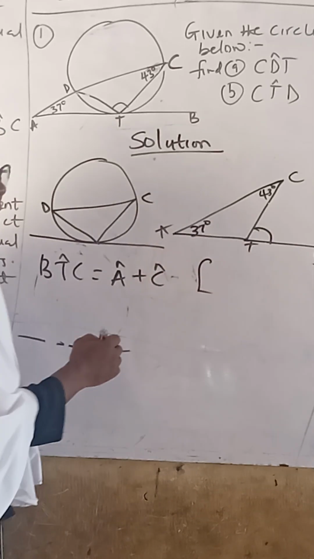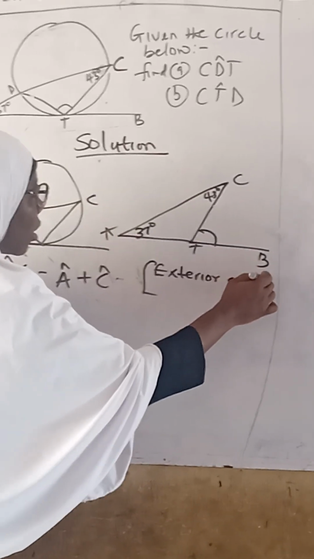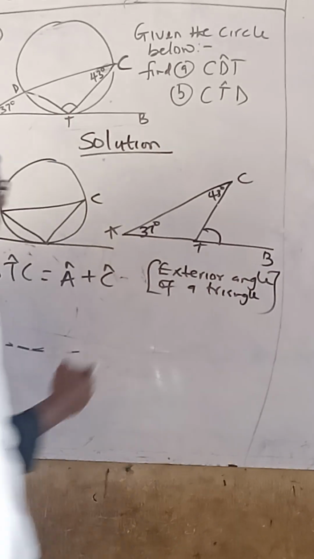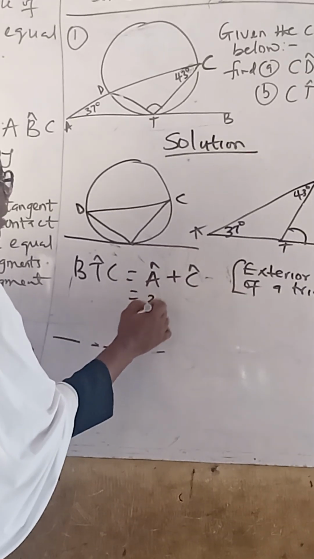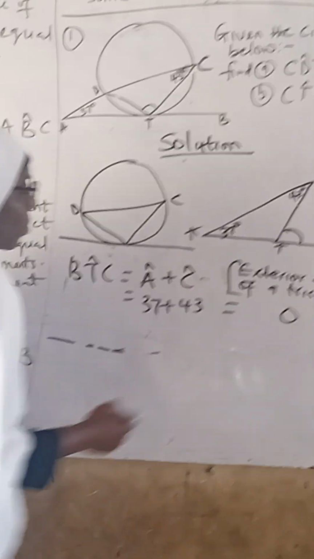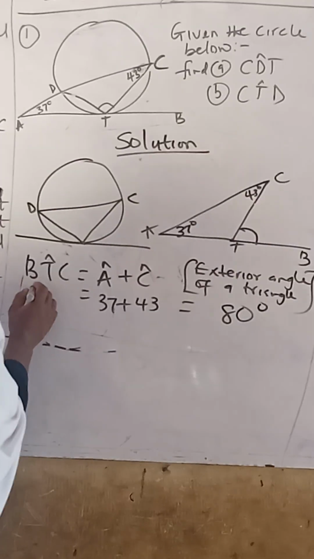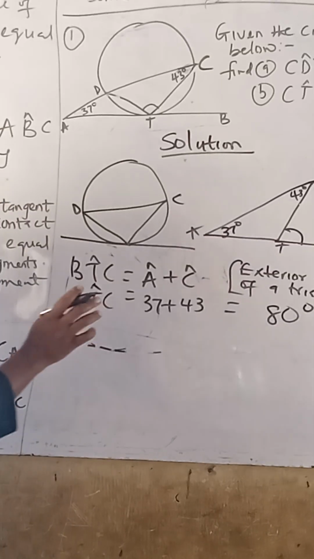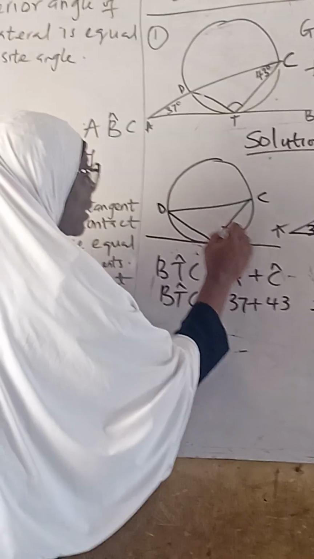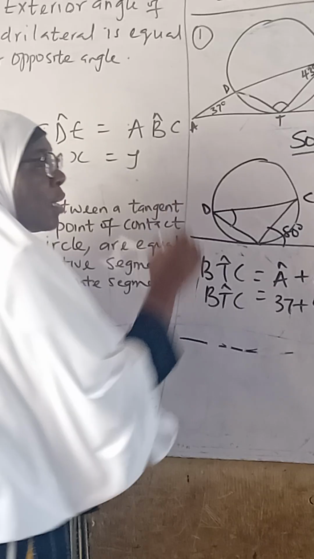Why am I saying that? I will say exterior angle of a triangle. So that means angle A is 37 plus 43. 3 plus this, 10, remainder 1. 3 plus 4, 7 plus 1, 8. So our BTC, that is not what we have to calculate, but we actually need it. So I've gotten this side now to be 80 degree. But I'm looking for this side first.